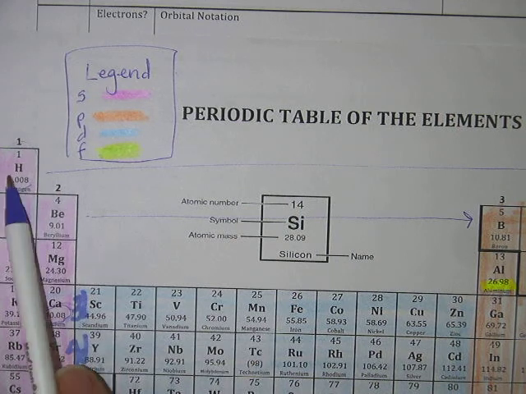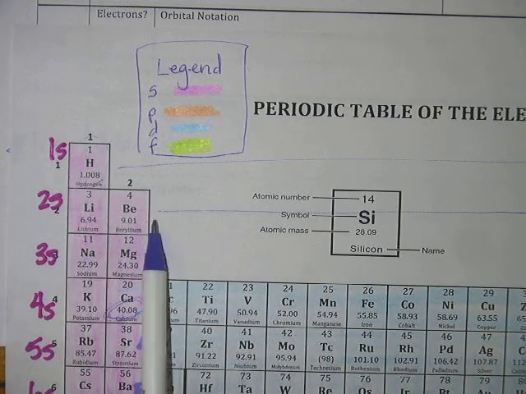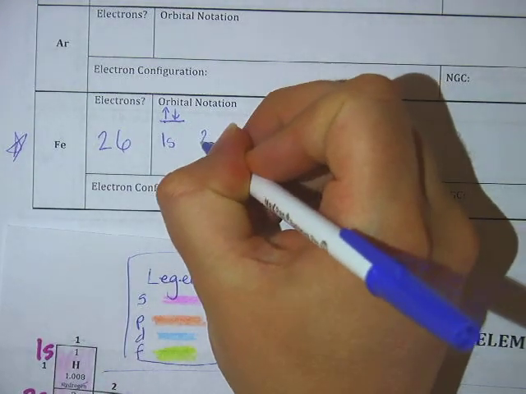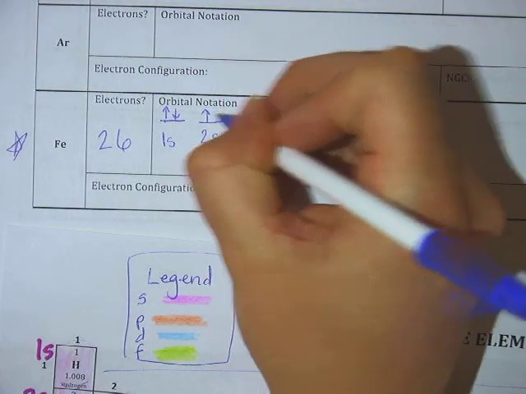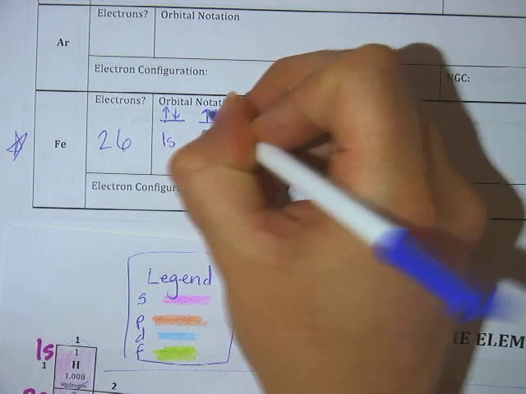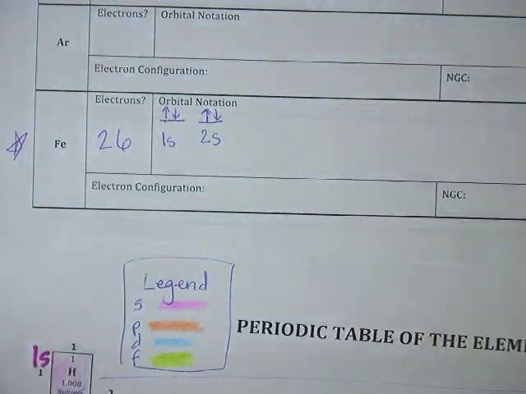So let's see, 1s moves me across, and then I come down to the next row, and that's where 2s is. Again, s gets one blank, so I draw one blank. Each blank gets 2 electrons, an up and a down. That's only 1, 2, 3, 4. I need to get to 26.